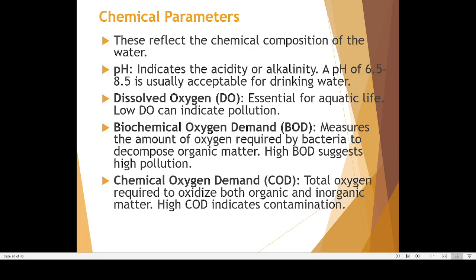pH refers to the acidic or alkaline nature. You might have studied about pH. A pH of 7 is always called a neutral pH, and a pH of less than 7 means the acidity of the water is increasing. Above 7, the alkalinity of the water is increasing. Normally most water will have a pH between 6.5 and 8.5. That level of pH is more suitable for the survival of most living organisms.